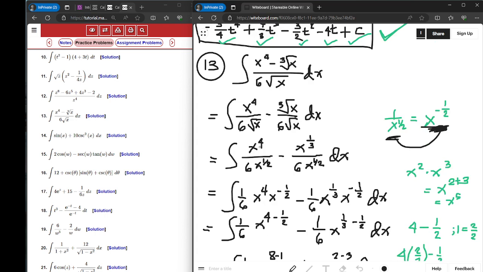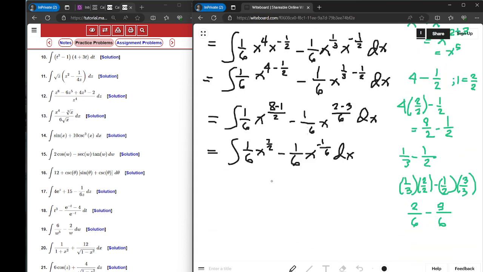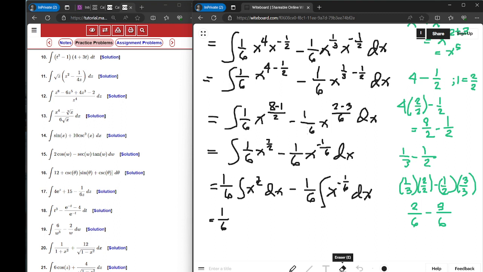It has a long way to go before we can integrate. So this will become 1 over 6 times the integral of x to the 7 over 2 minus 1 over 6 times the integral of x to the power of negative 1 over 6 dx. Don't forget the dx. So 1 over 6, this is 7 over 2.